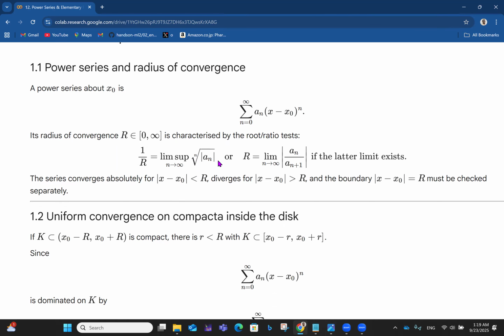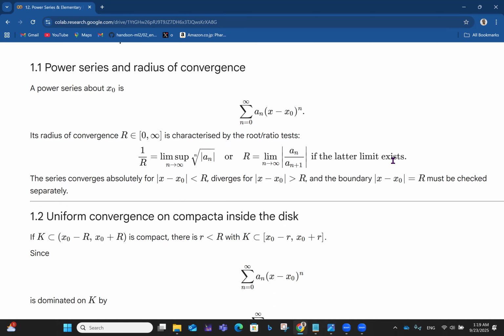It's the same thing we saw the other time when we were talking about the absolute value of c_n raised to 1 over n. It's exactly the same thing as in the previous video. Or we can say R is the limit as n approaches infinity of the absolute value of a_n over a_(n+1), if the latter limit exists. So if the limit exists, this is what we do in that situation.